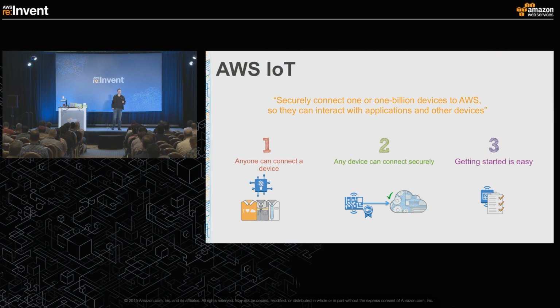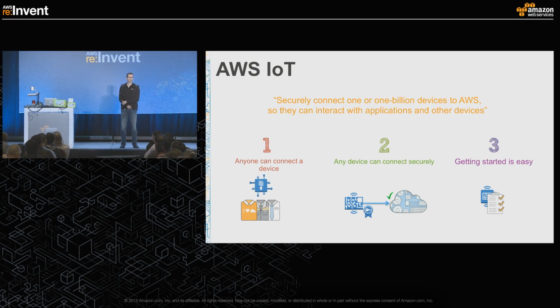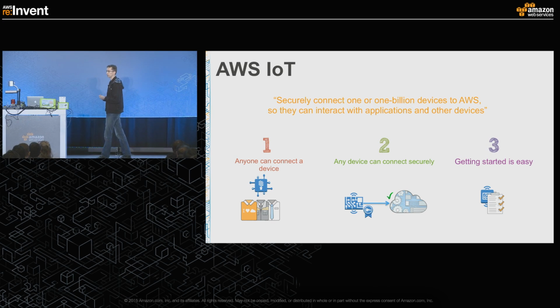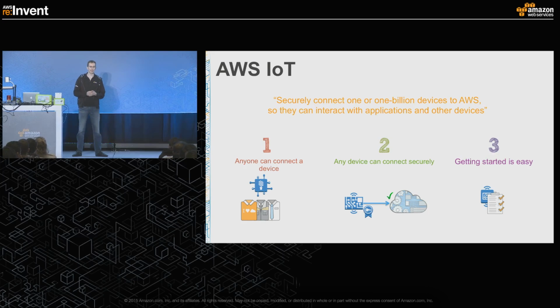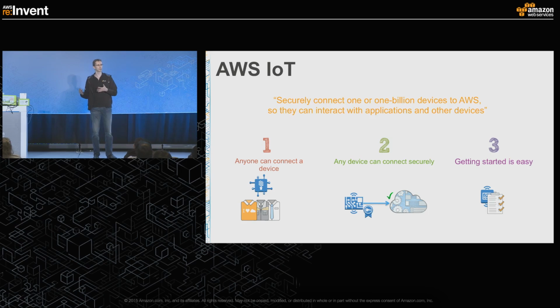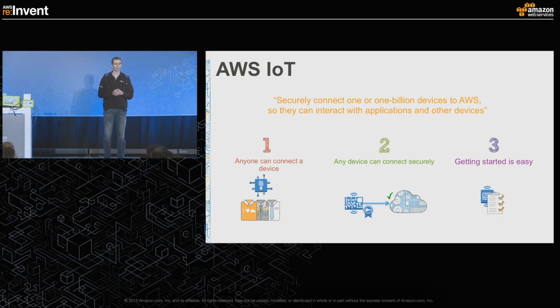The main takeaways, the three things that you should remember from this session are these. With AWS IoT, it's easy for you to securely connect any number of devices to AWS, whether it's one device or a billion devices, literally. Anyone can connect the device. We've made it really easy using the new service that you will see soon, and also our partnership with the hardware manufacturers. The device is connected to the cloud securely by default, and getting started is super easy.